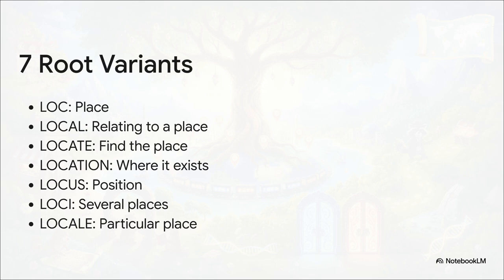Fourth is location, which means the place where something exists. Fifth is the original Latin form, locus, meaning place or position, which gets used especially in mathematics, genetics, law, and linguistics. Sixth is loci, the plural of locus, meaning several places or positions, often used in geometry, genetics, and neuroscience. And seventh is locale, meaning a particular place, especially one with its own atmosphere or character.